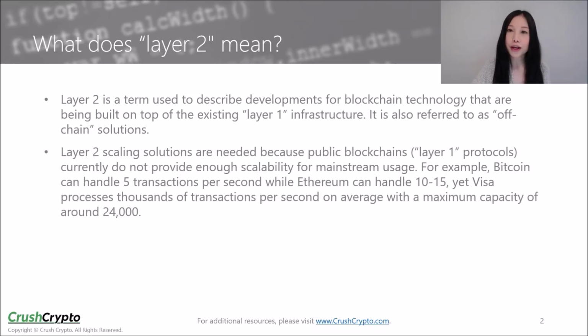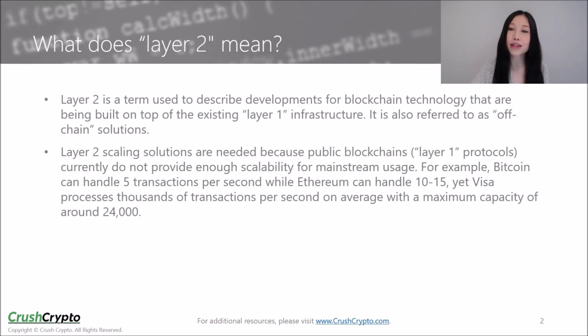Public blockchains, or Layer 1 protocols, currently do not provide enough scalability for mainstream usage. This is why Layer 2 scaling solutions are needed. For example, Bitcoin can only handle 5 transactions per second, while Ethereum can handle 10 to 15 transactions at the moment. This is much lower than what would be needed for real-world transactions.